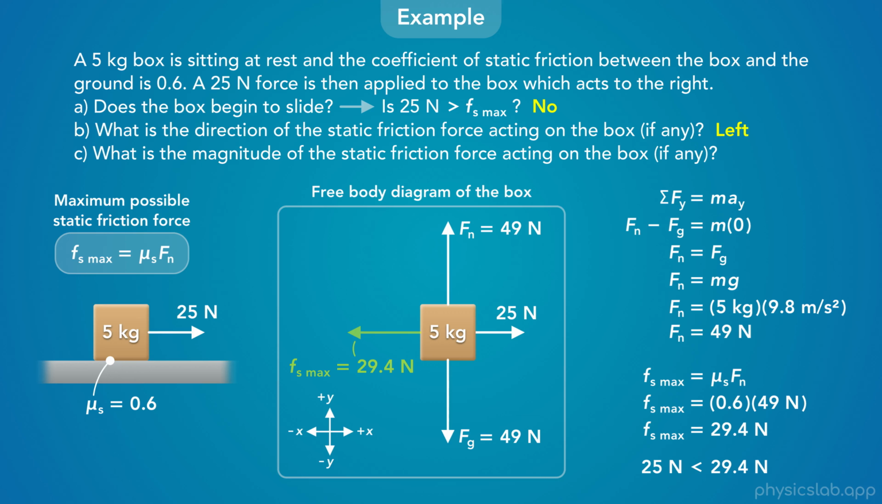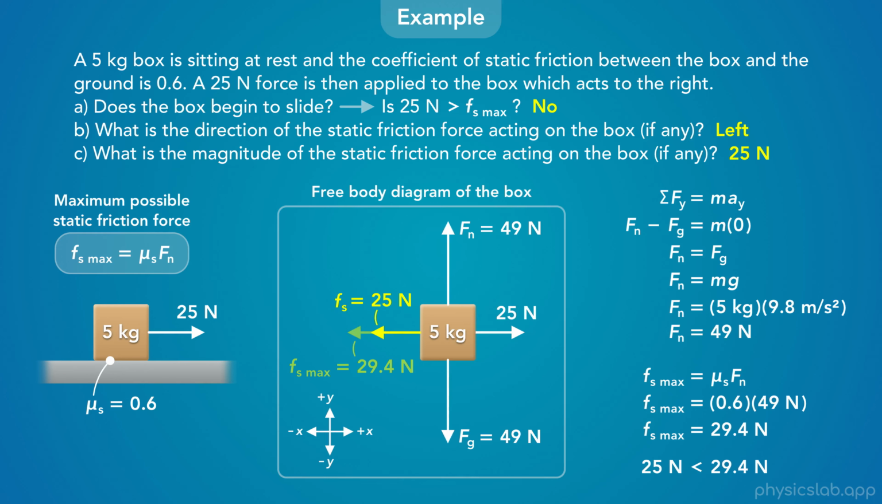That's the maximum possible static friction force, but the actual static friction force is always equal to the net opposing force, which in this case is 25 newtons. If the static friction force was 29.4 newtons, there would be a net force acting on the box to the left, and the box would accelerate in the direction of the static friction, which can't actually happen. The static friction force would only be 29.4 newtons if this opposing force to the right was 29.4 newtons.